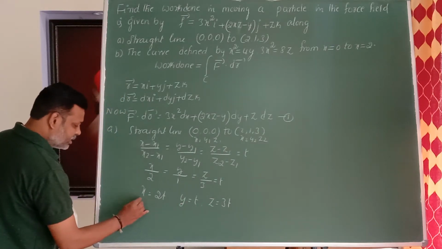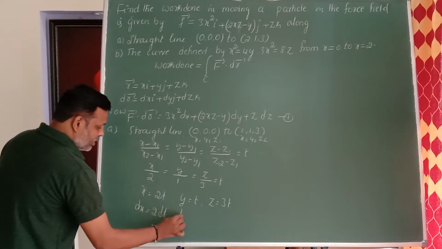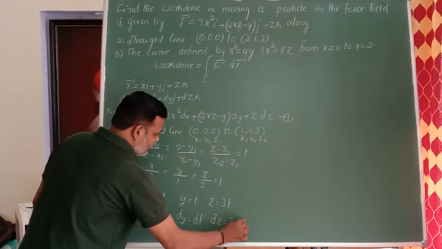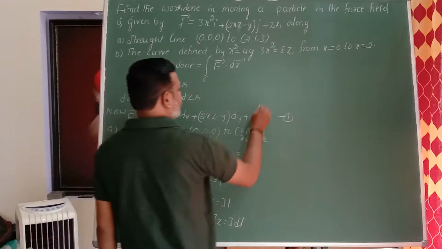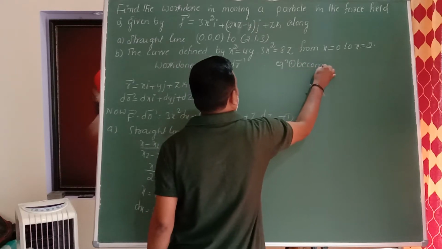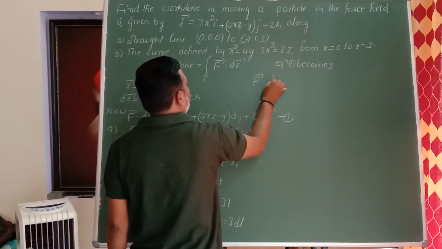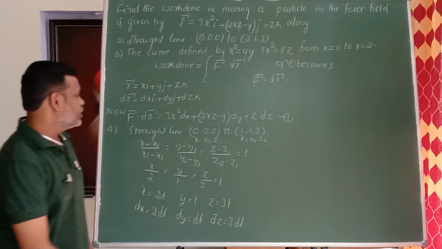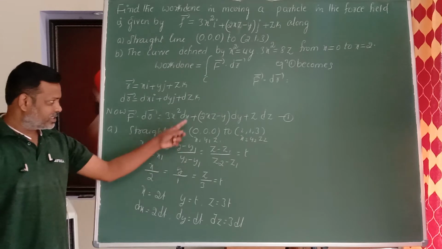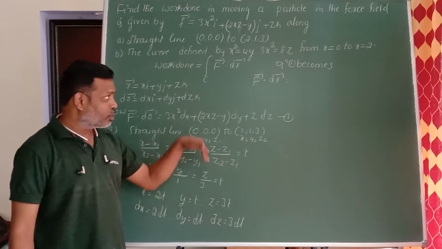Now just differentiate this. We want dx here, okay? dx is equal to 2 dt, dy is equal to just dt, dz is equal to 3 dt. Just substitute in this equation. What happens here? Therefore, equation 1 becomes F dot dr vector. Now what to do here? I can just substitute the values x is equal to 2t, dx is equal to 2 dt, y is equal to t, dy is equal to dt, z is equal to 3t, and dz is equal to 3 dt. I am going to substitute here.